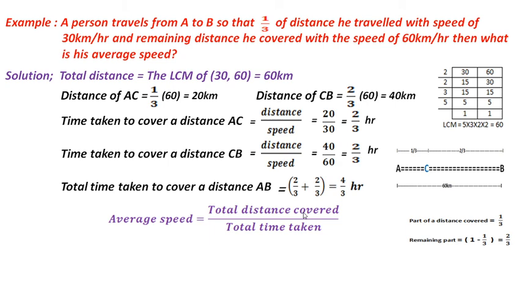Next, you know the formula: average speed is equal to total distance covered divided by total time taken. The total distance covered is 60 km, and the total time taken is 4 by 3. So 60 divided by 4 by 3. To simplify this, 60 into 3, the 3 goes to the numerator, so 60 into 3 divided by 4 is 180 divided by 4, which equals 45 km per hour. So the average speed of the person is 45 km per hour.